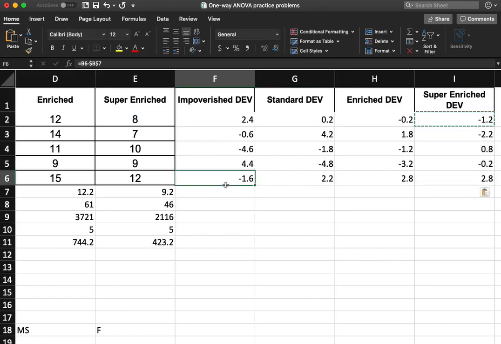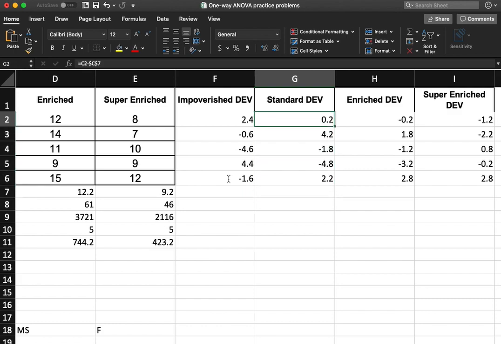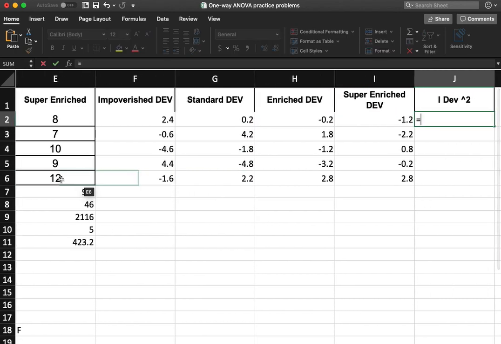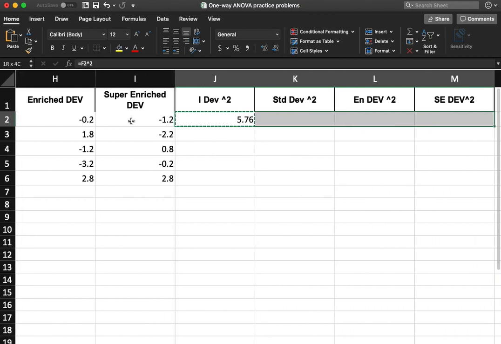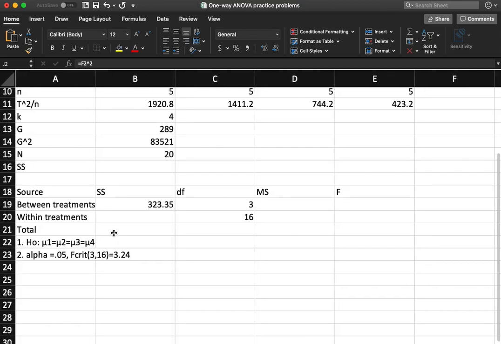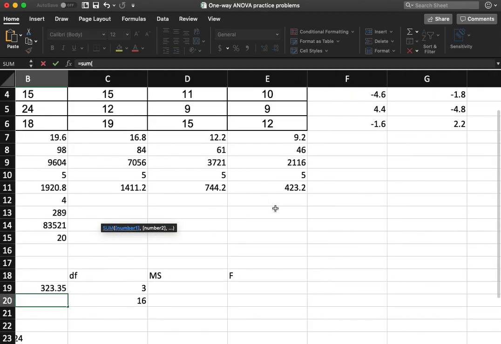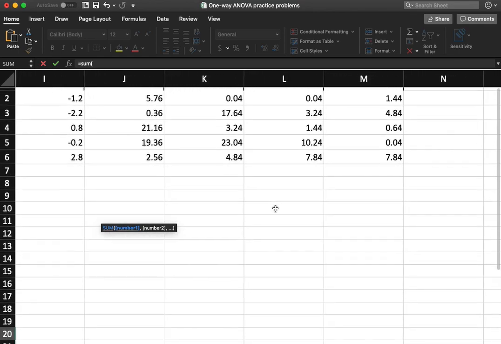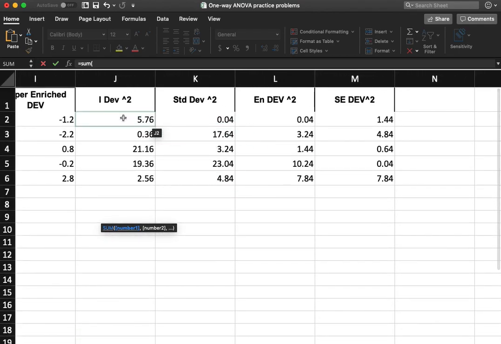And let's just go back and check and make sure. Did we do that right? Yeah, looks like we did. Okay, those are deviations. Now all we have to do is square them. Square this one in the upper left-hand corner for the impoverished, and then we can copy that and make sure that we paste it in all 4 of our groups, so that now our within treatment sum of squares is the sum of all these squared deviations.